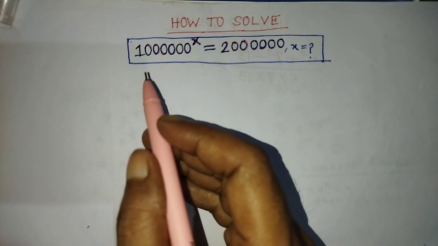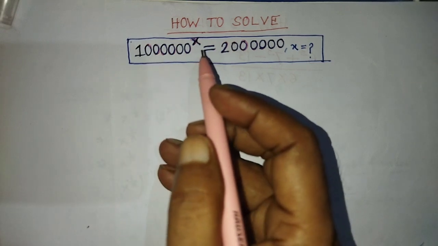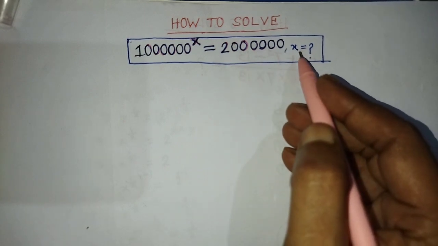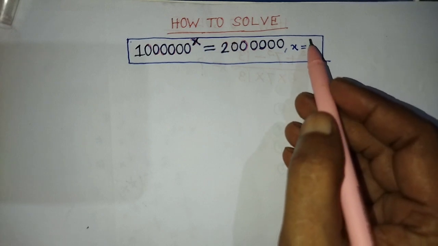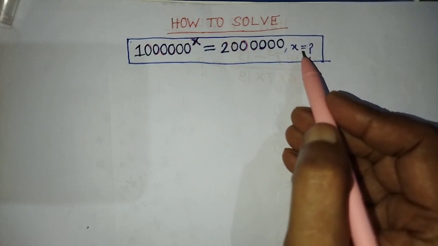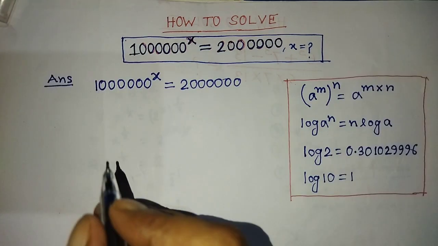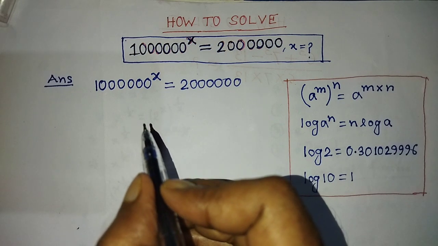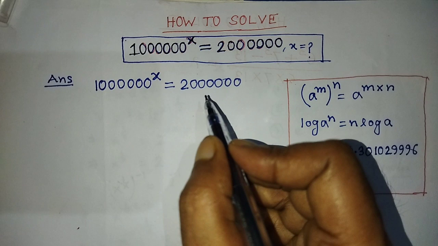So my dear student, today our question is, if (10 lakh)^x is equal to 20 lakh, then find the value of x. So student, in this video I will tell you how to find the value of x from this exponential equation. Our given exponential equation is (10 lakh)^x = 20 lakh.